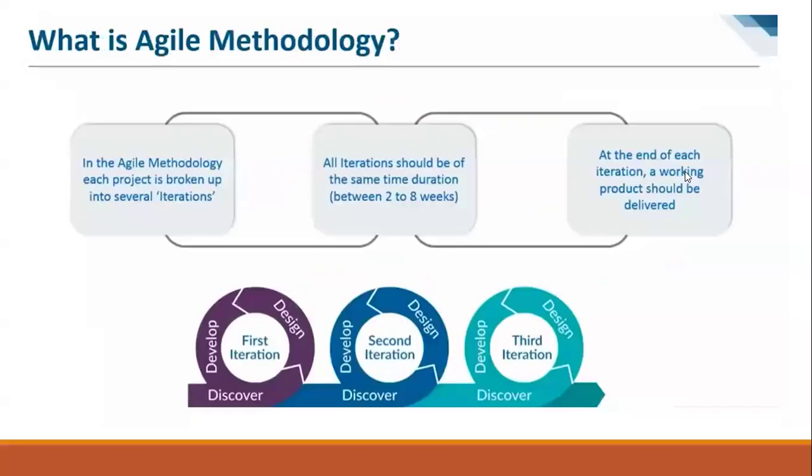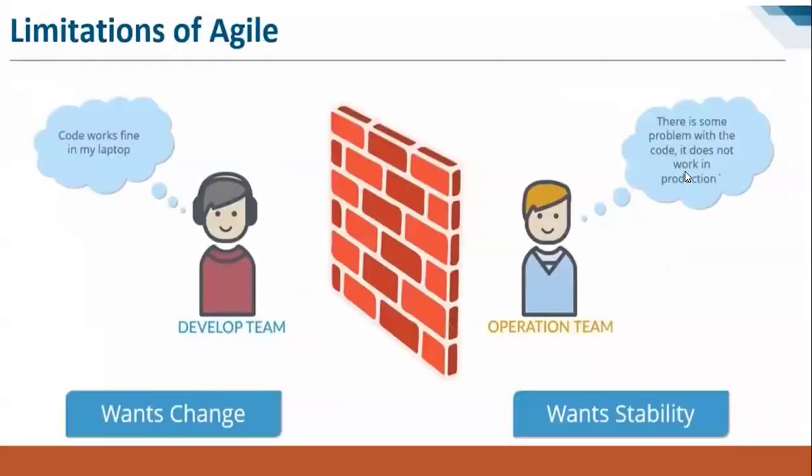Okay, what is agile methodology? In the agile methodology, each product is broken up into several iterations. All iterations should be of the same time duration. So at the end of each iteration, a working product should be delivered. Guys, now you understood?